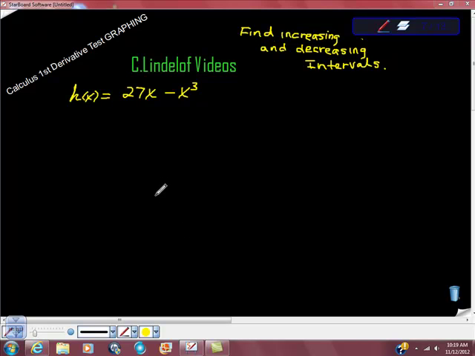So, calculus first derivative test for graphing. We have this function h of x, and we're asked to find the increasing and decreasing intervals. The first thing I'm going to do is take h prime of x, and h prime of x is 27 minus 3x squared, isn't it?